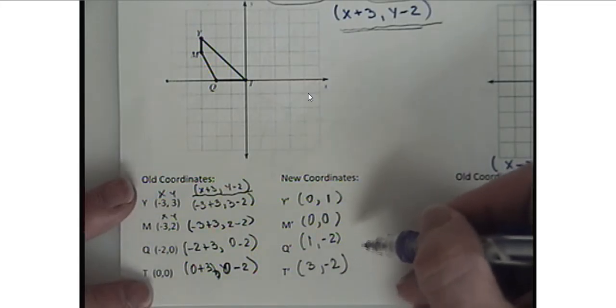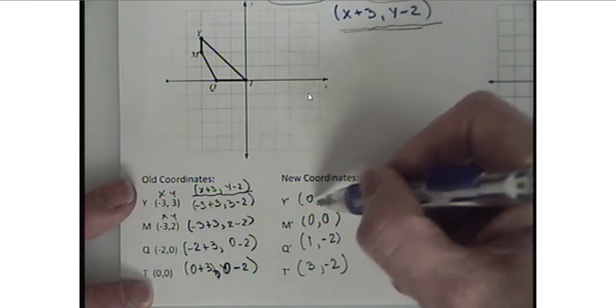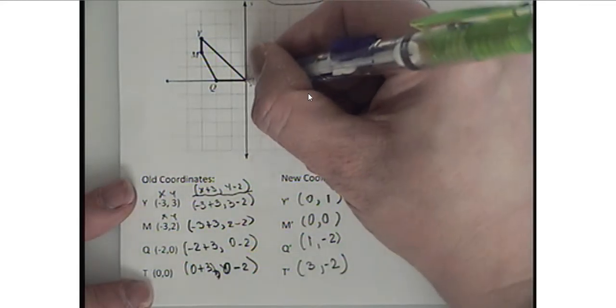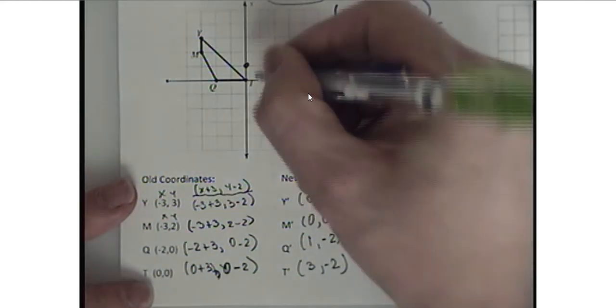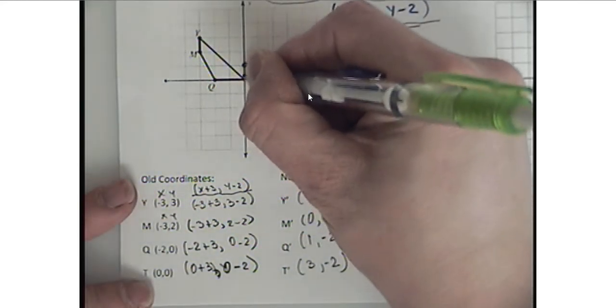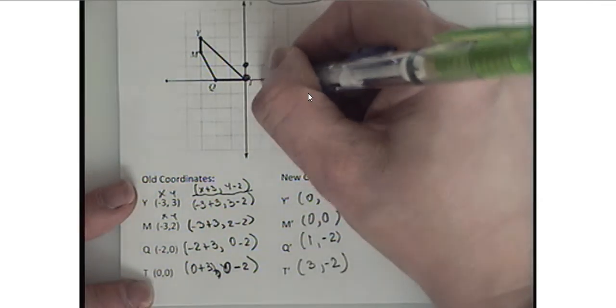And I will plot the points, beginning with the first one, 0 and 1. So 0 for x, 1 for y. We're plotting the point over here. Then we have 0 and 0. Then we have 1 and negative 2.